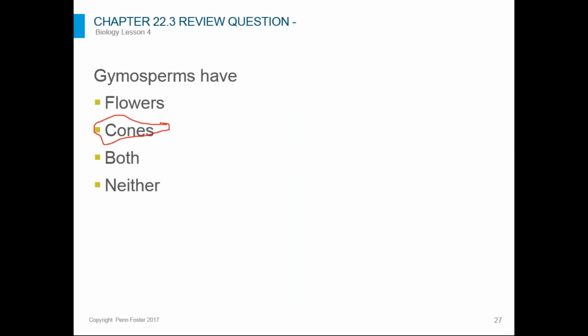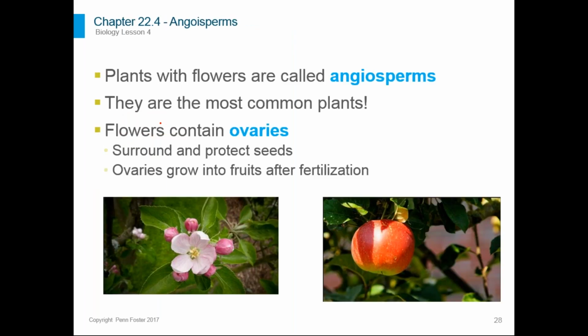So gymnosperms are the second to last evolutionary trait. We've got plants that have cones, but they didn't evolve flowers. And our next question, oh, there was only one question, I'm sorry. Our next section is about angiosperms. So we focused on gymnosperms for the last section. This one is about that last evolutionary step.